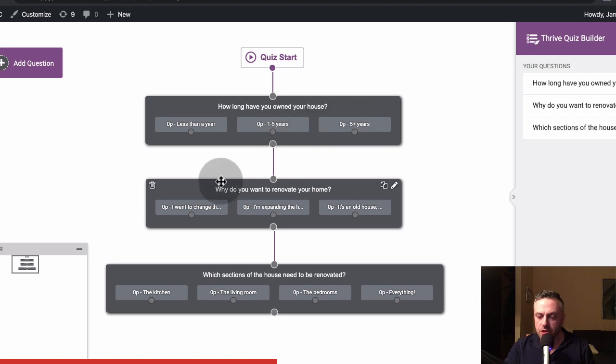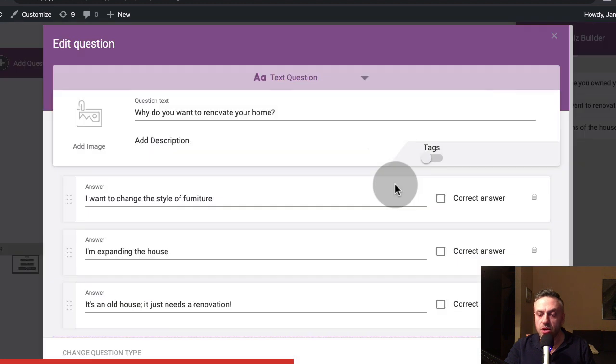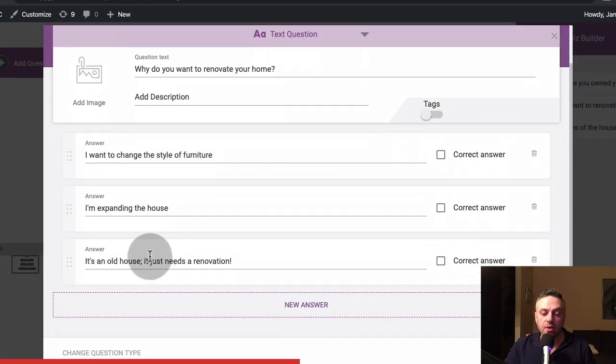Let's go to this question. We can edit it real quick. I want to change the style of furniture. I'm expanding the house. It's an old house. It just needs renovation. Okay, so I just made up these questions real quick. There's no correct answer. And then finally, we have which sections of the house need to be renovated. The kitchen, the living room, the bedrooms, everything.